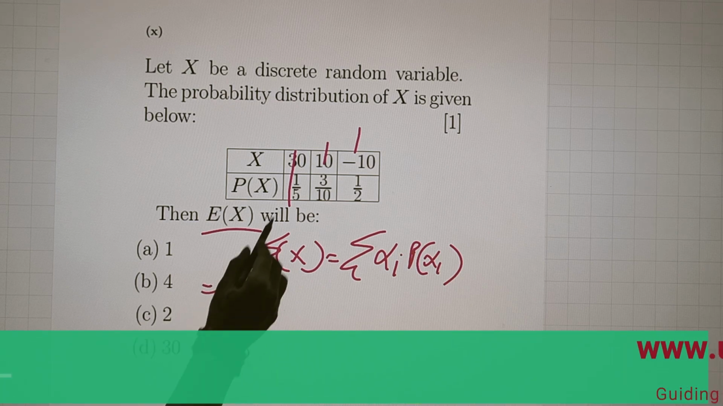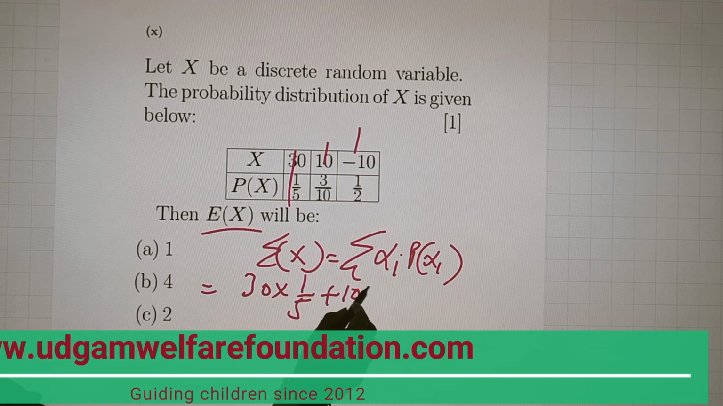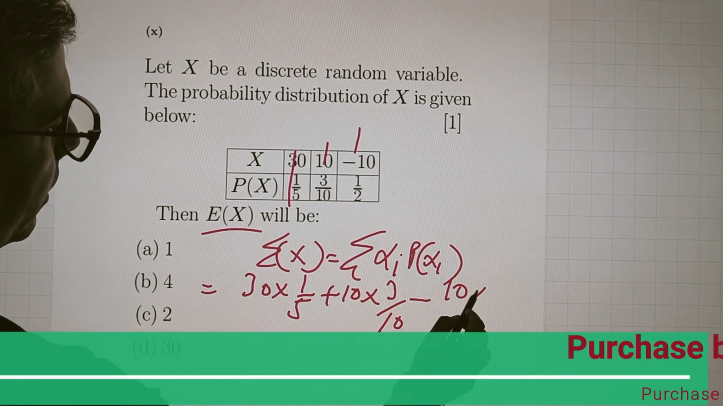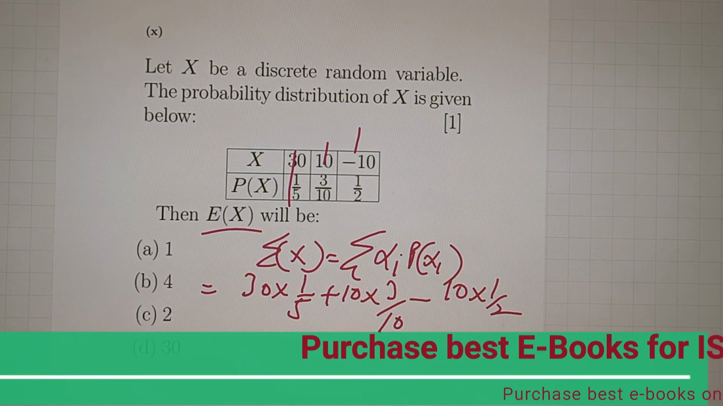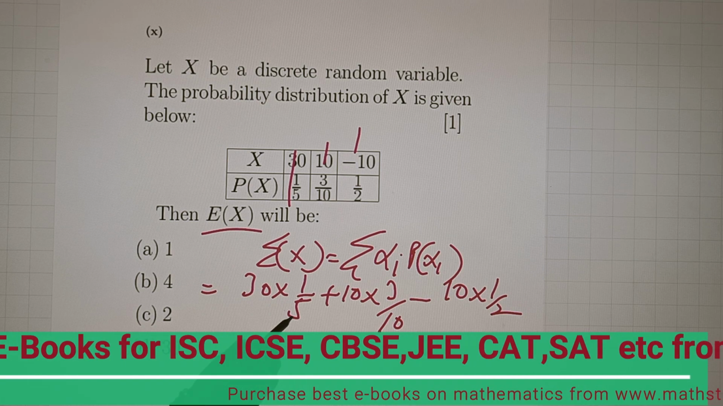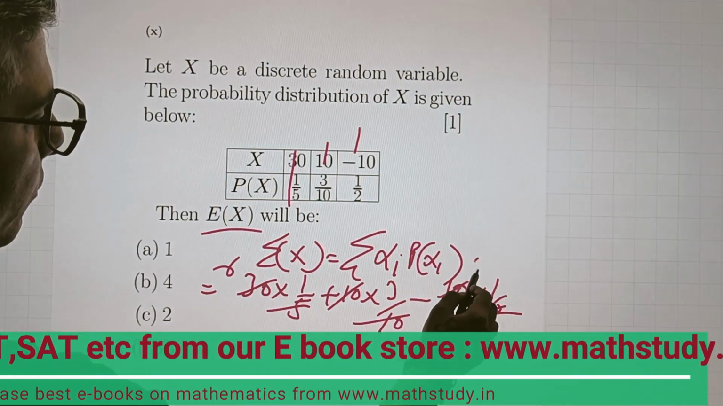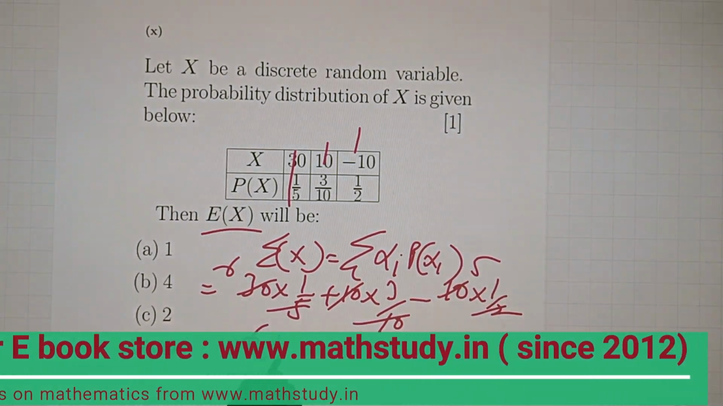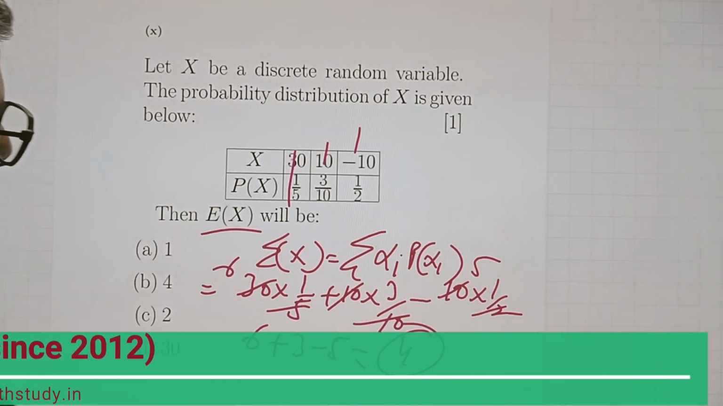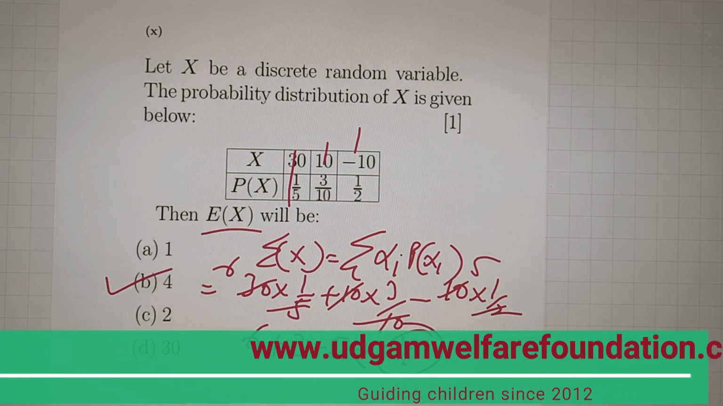Very simple. So we have to do 30 into 1 by 5 plus 10 into 3 by 10 minus 10 into half. We simply do the multiplication and add them. Here we get 6, here we get 3, and here we get 5. So 6 plus 3 minus 5, 9 minus 5 is 4. It was a very simple question. So our option B is the correct option here.